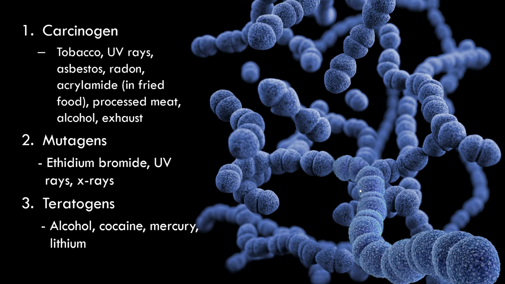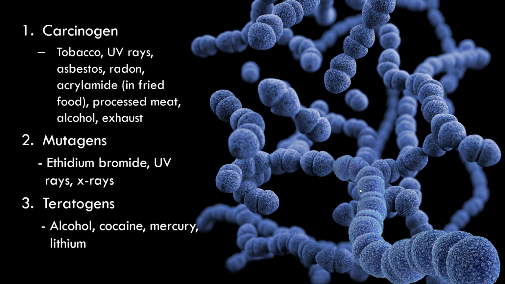So carcinogen examples are things like tobacco, UV rays, asbestos, radon, acrylamide, which is found in a lot of fried foods. Processed meat has actually been declared a carcinogen because of the chemicals in it. Ugh, so gross.